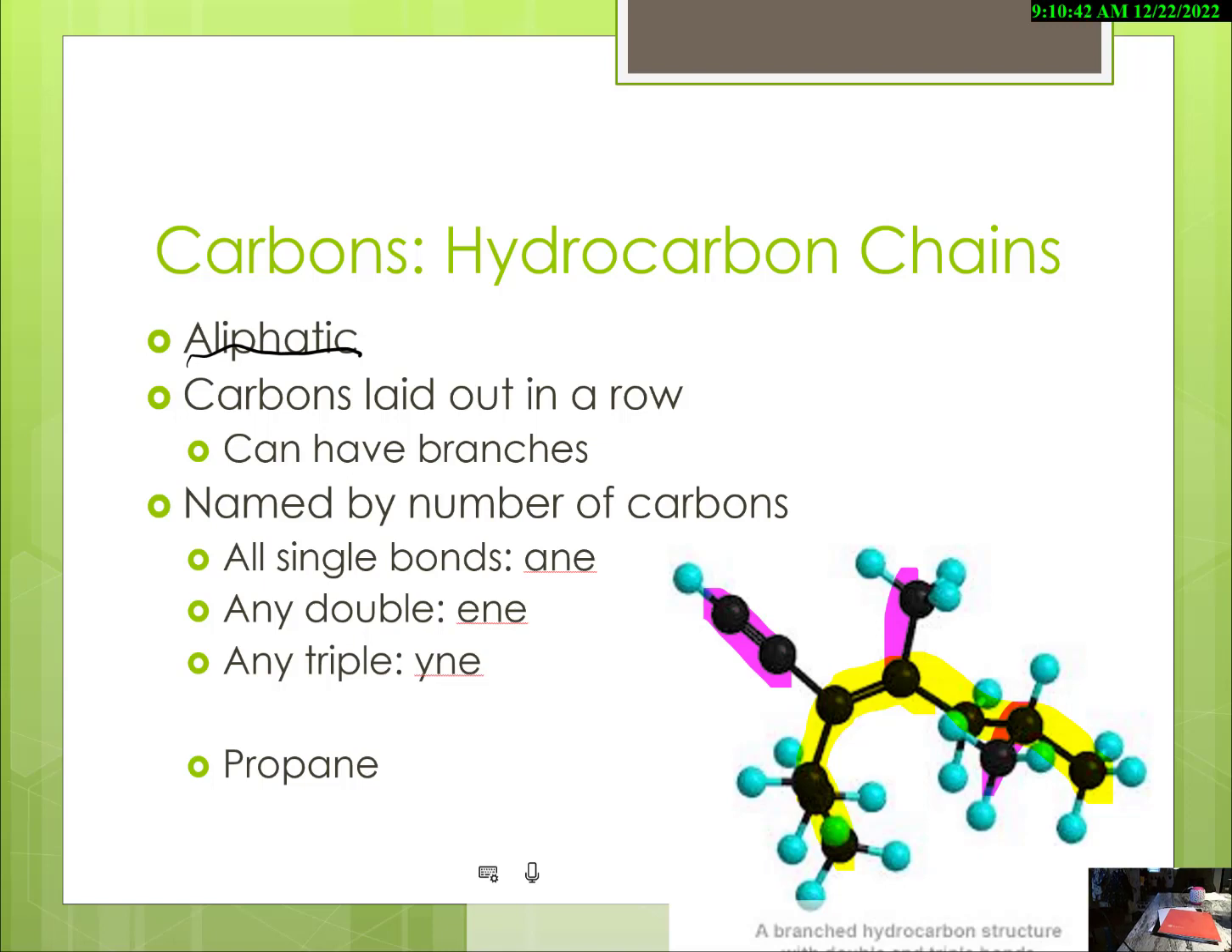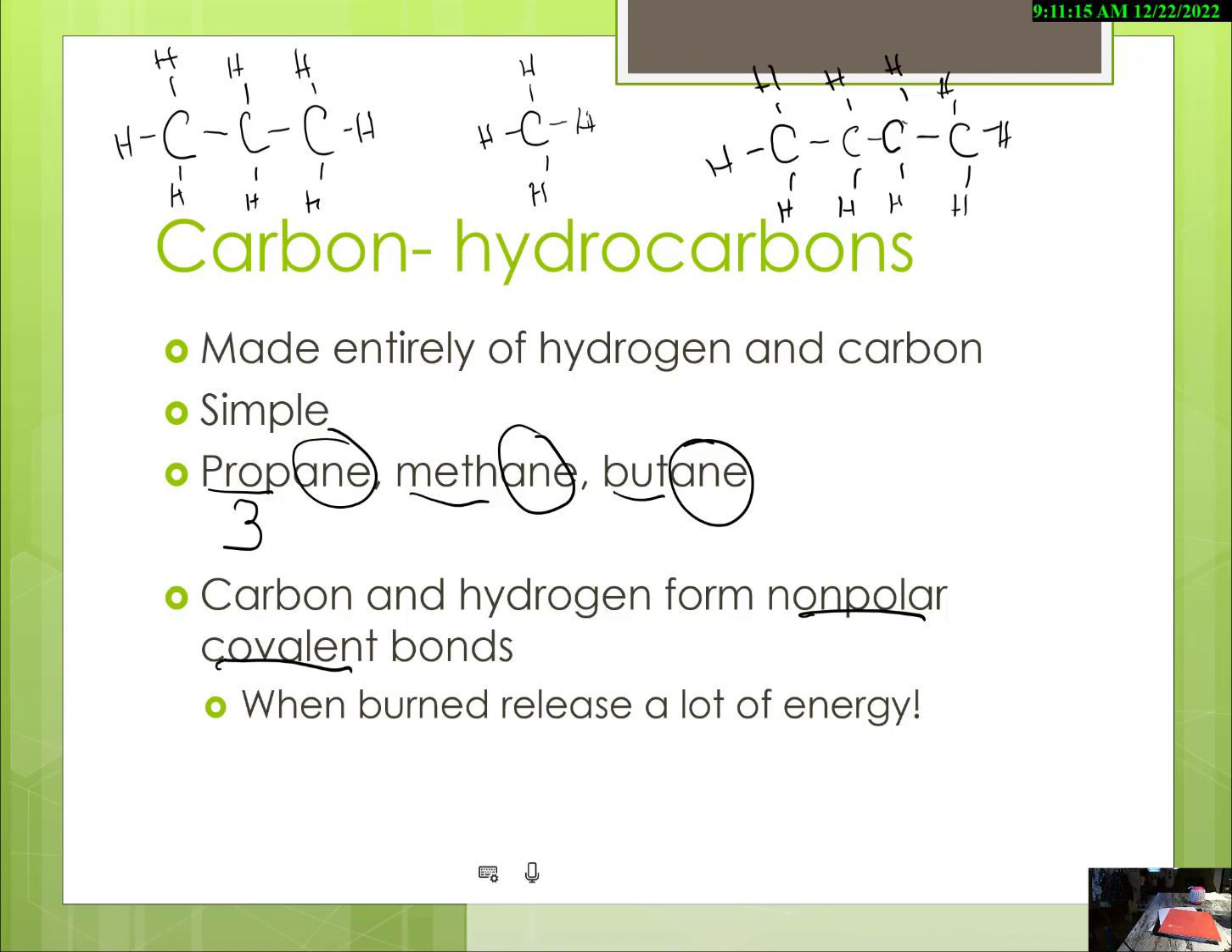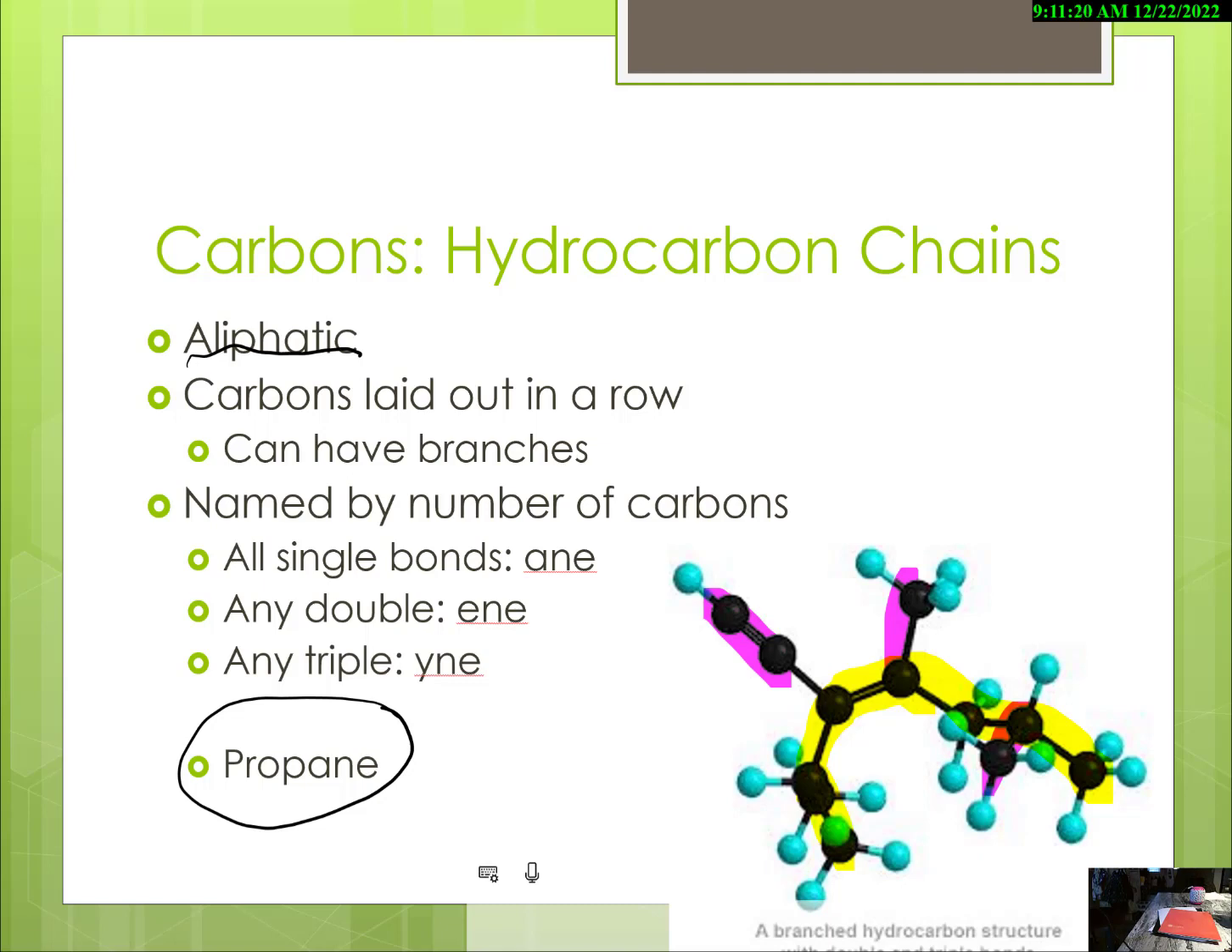And as you might guess from previous slides, we name those hydrocarbons by counting the number of carbons in the main chain and then seeing if there are single, double, or triple bonds present. So again, any single bonds are ane, any double bonds would be ene, and any triple bonds would end in yne. So the example that we had here is propane. That is not this image, just to be clear. But we did draw propane back here in this slide with 3 carbons in the chain. Okay, so aliphatic are chains.